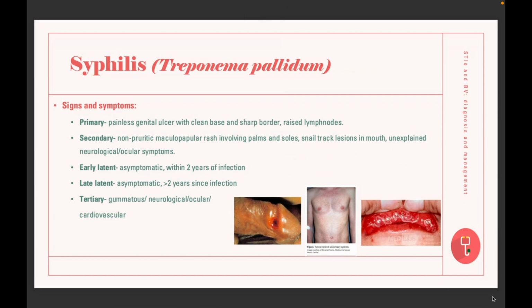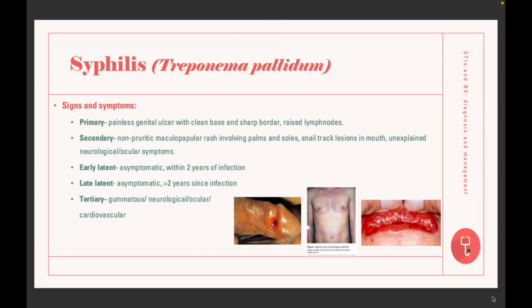Then if we move on to secondary syphilis, you'll get a non-pruritic, so not itchy, maculopapular rash, so that's the picture in the middle. Classically, it'll involve palms and soles, so if you're doing a single best answer exam and you see rash on the palms and the soles, you can almost guarantee that they'll be talking about syphilis. You can also have these snail track lesions in the mouth, so if you look at the picture on the right-hand side, it does literally look like a snail track inside the mouth. And you can also have unexplained neurological or ocular symptoms. Then if we move on to early latent syphilis, so this can be asymptomatic normally. Latent syphilis just means that the infection is lying latent.